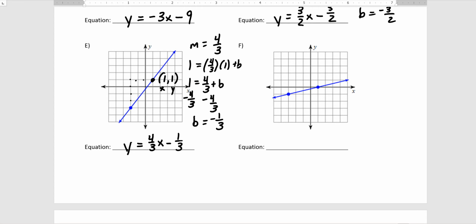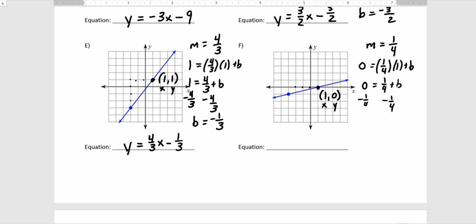All right, looking at letter F. Up 1, over 1, 2, 3, 4. So that tells me my slope is 1/4. And I have this coordinate point here, nice and easy, 1, 0. So that means 0, x and y, so y, 0, equals m, 1/4, x, 1, plus b. 1/4 times 1 is just 1/4, and to get b all by itself, I would subtract 1/4. 0 minus 1/4 would just give me negative 1/4. So I find that my equation would be y equals 1/4 x minus 1/4.